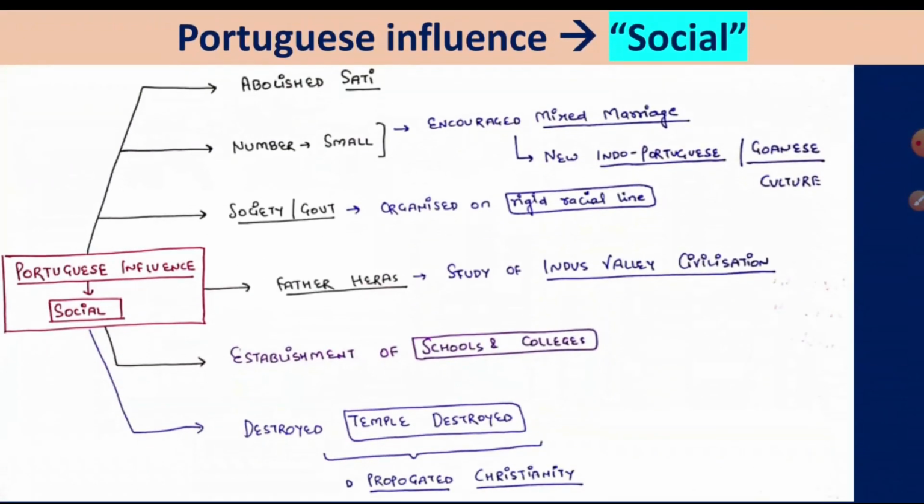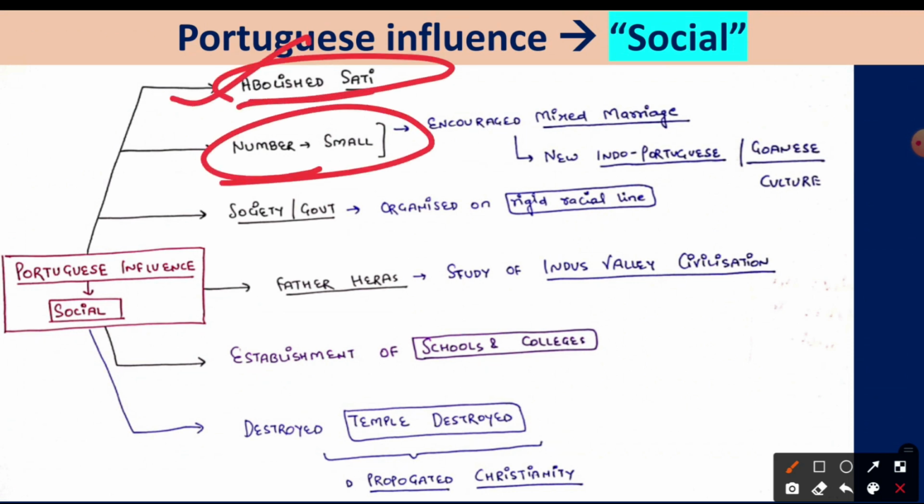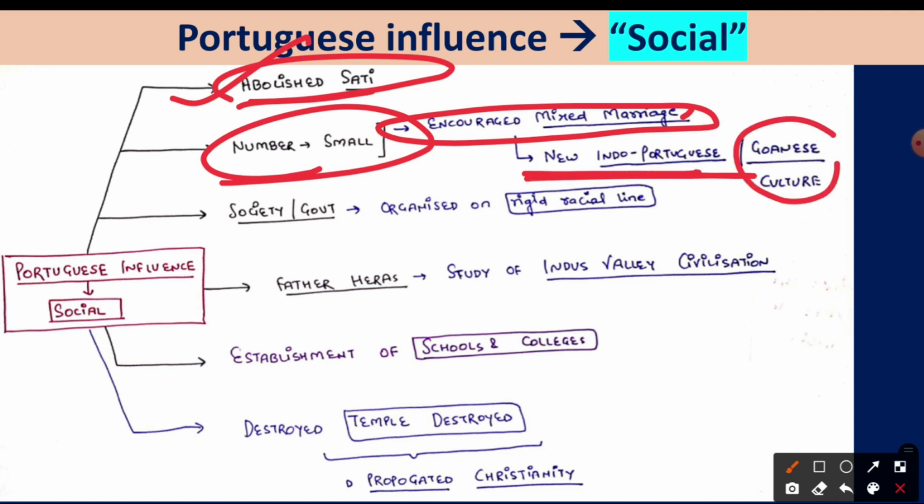Okay? Then if we talk about the social impact, there are a few things that we have already seen. Let's summarize it. For example, they abolished sati. The numbers were small. They encouraged mixed marriage. So the new Indo-Portuguese or Goanese culture, it is called. Now in Goa we can see a lot of heritage from Portugal.